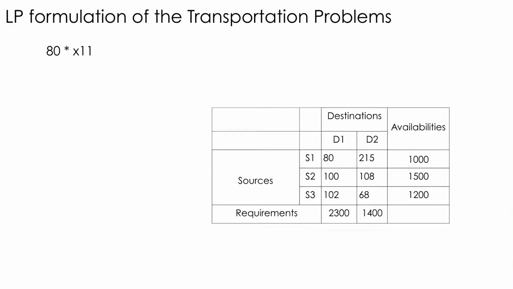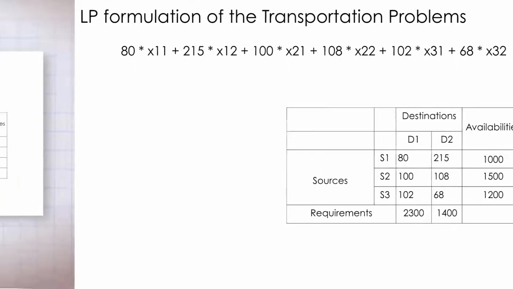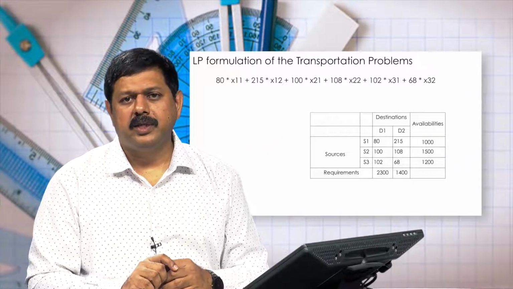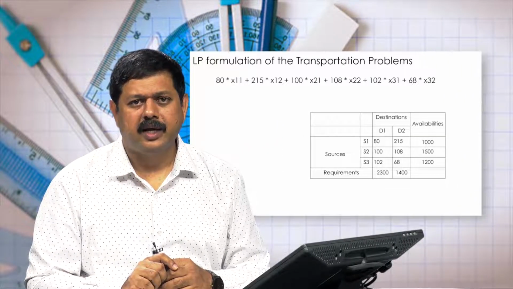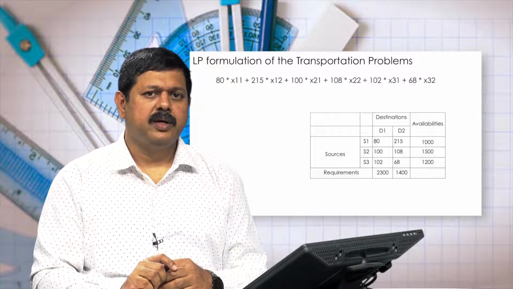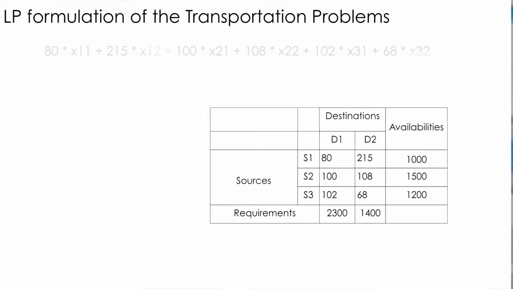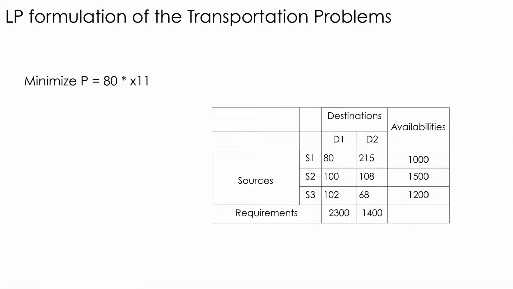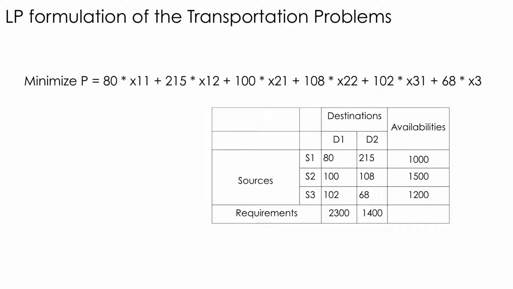Hence, 80 times x11 plus 215 times x12 plus 100 times x21 plus 108 times x22 plus 102 times x31 plus 68 times x32 is the objective function of the transportation problem, which gives the total cost of transportation and hence is to be minimized. So therefore, we can represent the objective function as minimize p is equal to 80 times x11 plus 215 times x12 plus 100 times x21 plus 108 times x22 plus 102 times x31 plus 68 times x32.